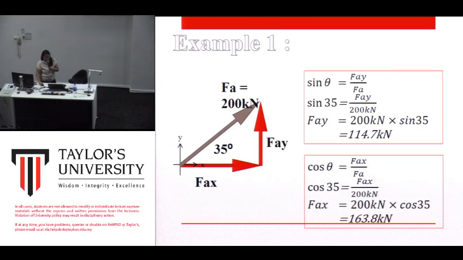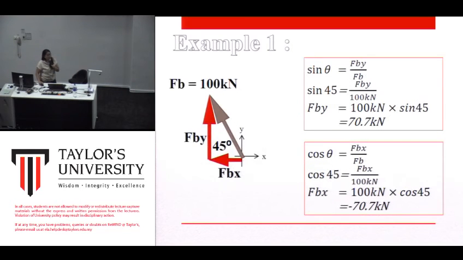Alright? Okay. So this is what we found. Next, we have to perform the same for Fb. So Fb is 100 kilonewton. Again, construct the right angle triangle. Look at the direction of the force. It's going towards this direction. So the triangle you construct must go in this direction, the negative x direction, and upward.